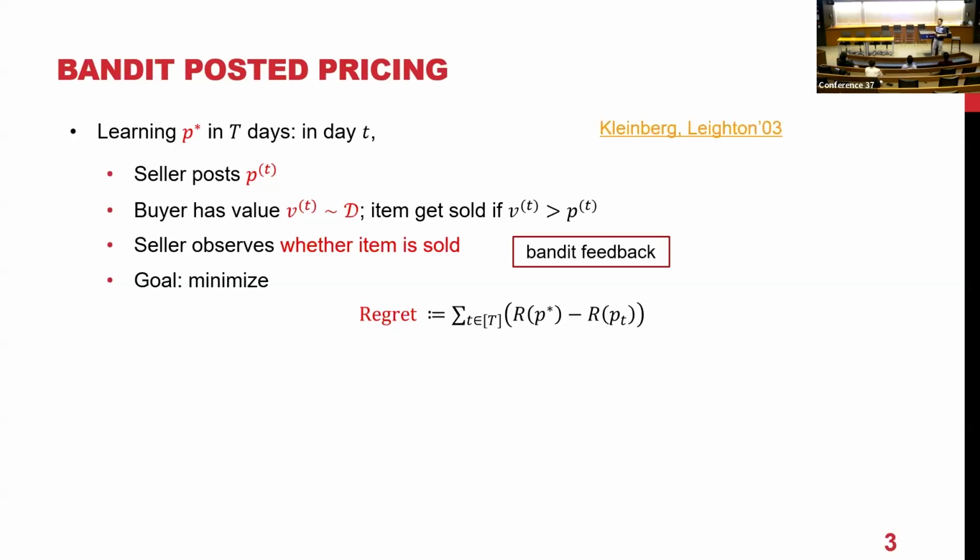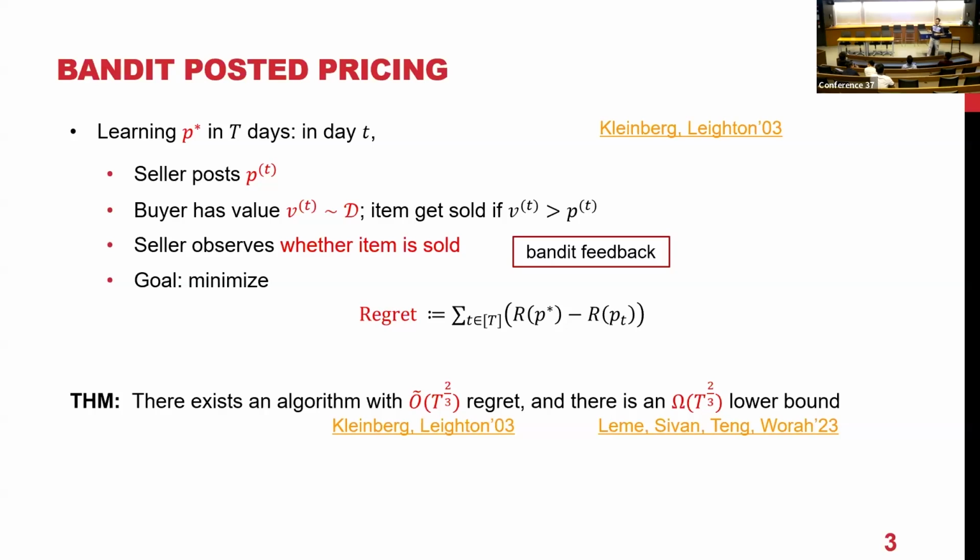This is actually a very well-known model, and it was originally proposed by Bobby Kleinberg and Tom Leighton in 2003. In that paper, they showed that for this kind of problem, there is a T to the 2/3 regret upper bound. This upper bound is tight up to log factors, and the corresponding T to the 2/3 lower bound is given by a SODA 23 paper from Leme, Sivan, and Wang. So it seems that the main part of this problem is already solved.